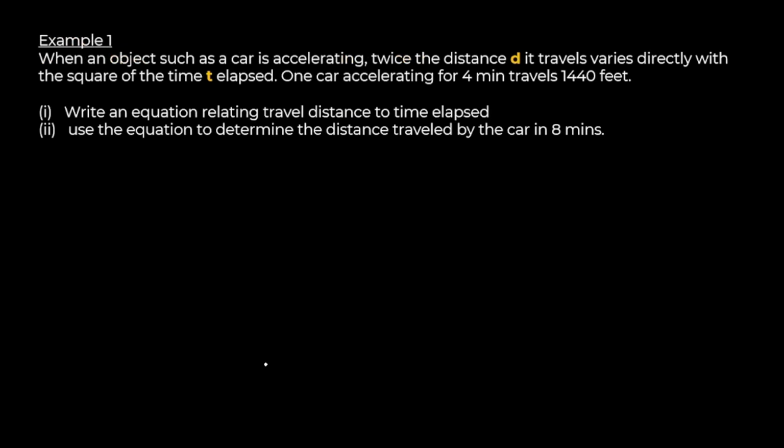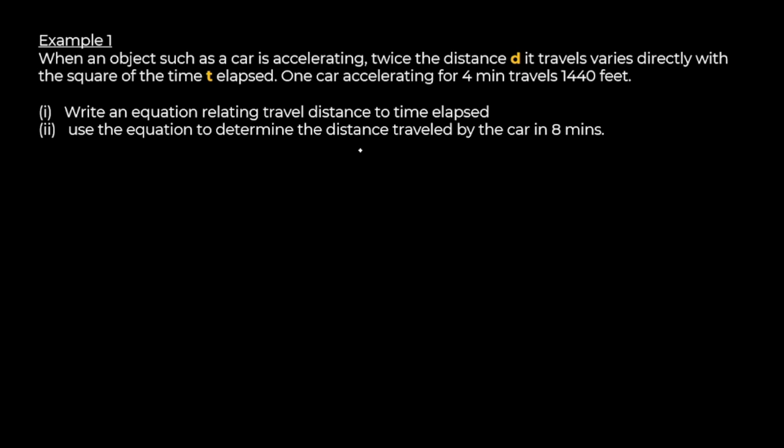Let's look at our first actual example. When an object such as a car is accelerating, twice the distance d it travels varies directly with the square of the time elapsed. One car accelerating for 4 minutes travels 1,440 feet. We are to write an equation relating travel distance to the time elapsed and use the equation to determine the distance traveled by the car in 8 minutes.